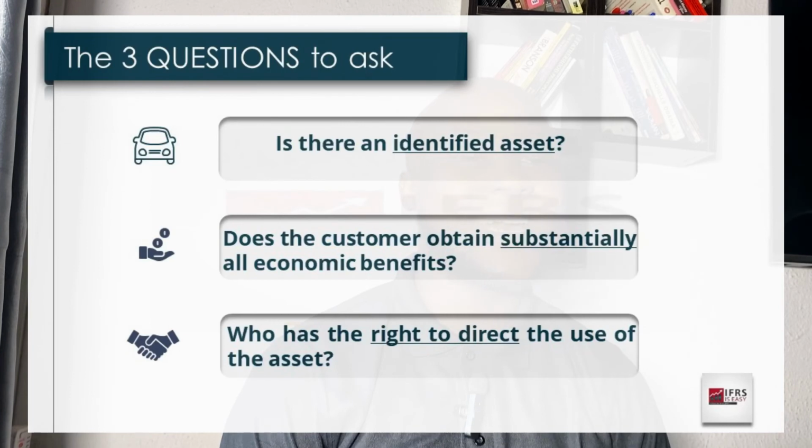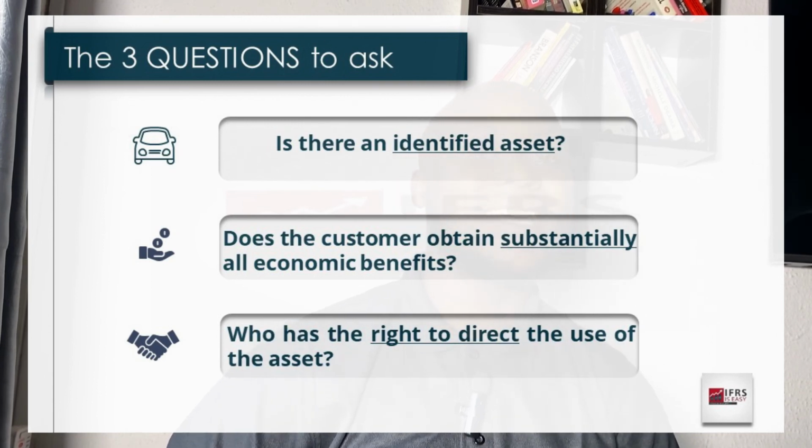So there are three questions to ask. The first question: is there an identified asset? The second question: does the customer obtain substantially all economic benefits? The third question: who has the right to direct the use of the asset? Once you are able to properly answer these three questions, then you can decide whether truly you have a lease or not. It is important to know that those three questions have to have a yes as the answer before you can say truly you have a lease contract. So let's take the first one.